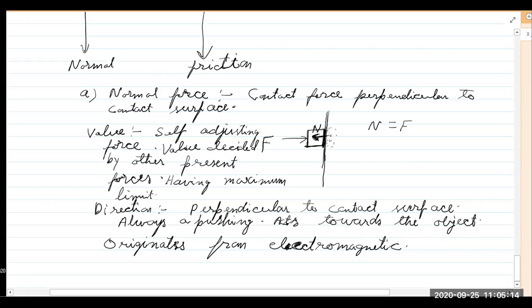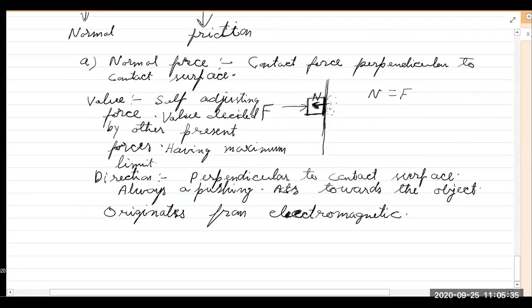So the normal force is what? It is the component of contact force perpendicular to surface. Its value is self-adjusting, depends on the other forces, and its direction is perpendicular to the contact surface and towards the object, or we can say that it is a push force, and it originates from electromagnetic forces. Okay, next we will see friction.